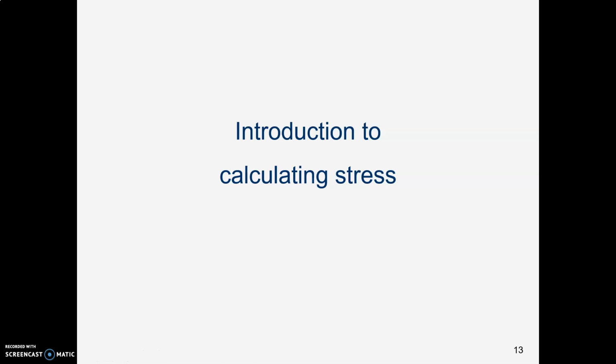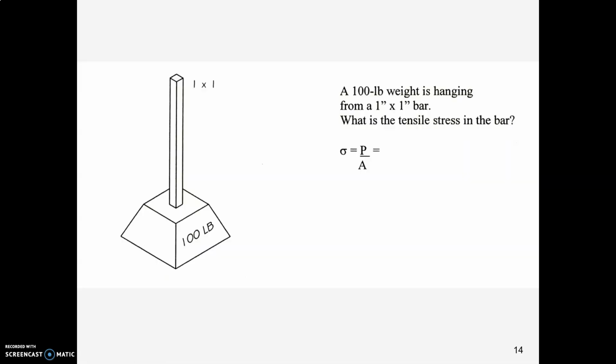Let's think about how we can use that to figure something out. For example, here's a 100-pound weight, and it's hanging from a 1x1 square bar. Let's figure out how big is the stress in that bar. And we know that stress is PSI, pounds per square inch.